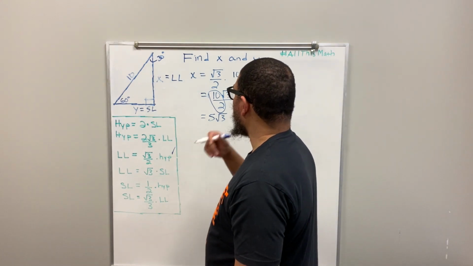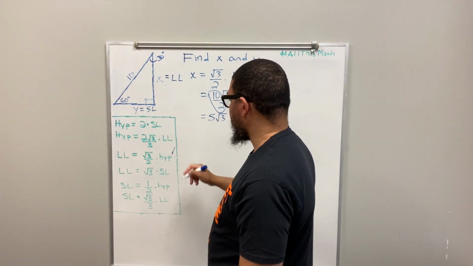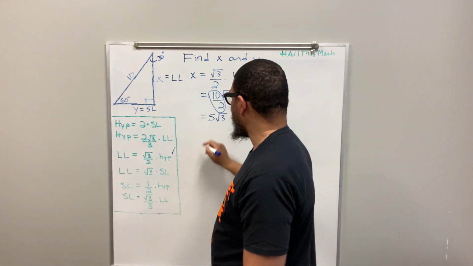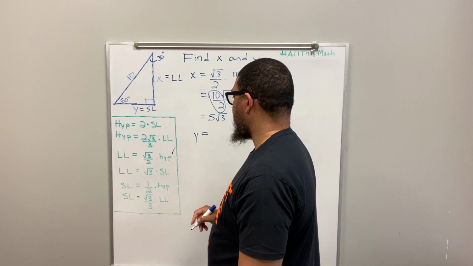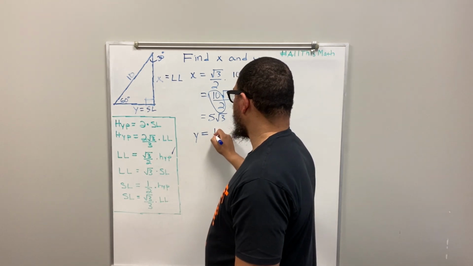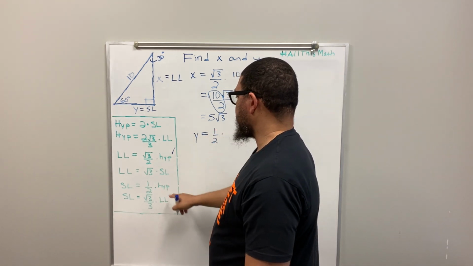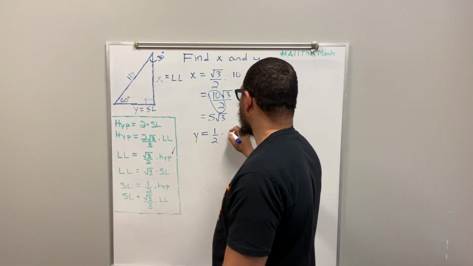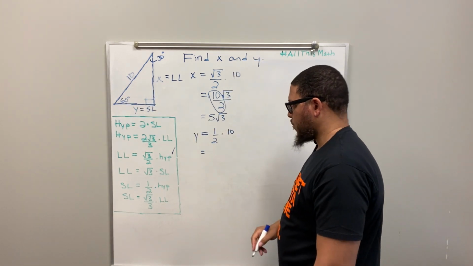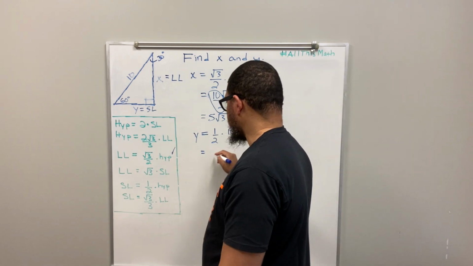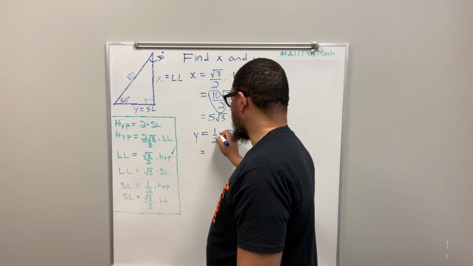So now I'm going to say, okay, y is the short leg, so I replace SL with the variable y. And now I have 1/2 times the hypotenuse. The hypotenuse is 10. So I got 1/2 times 10. And 1/2 times 10 is 5. I mean, I can show you, 1 times 10.